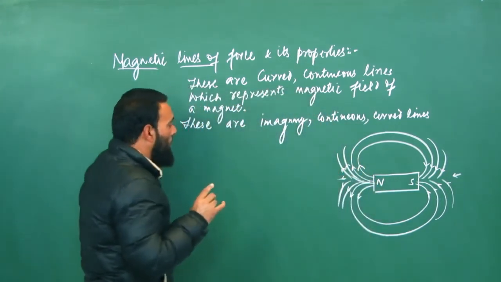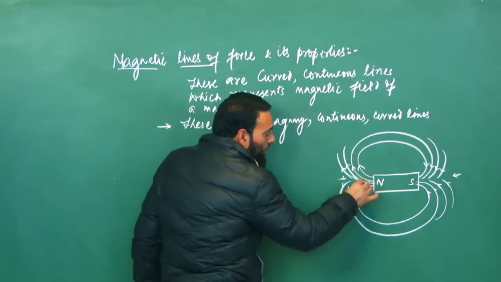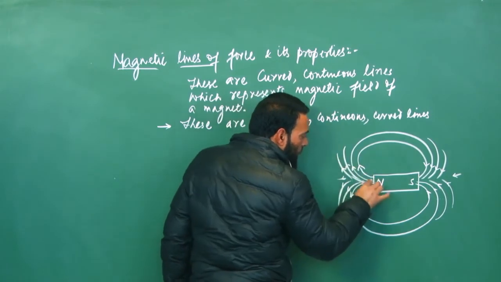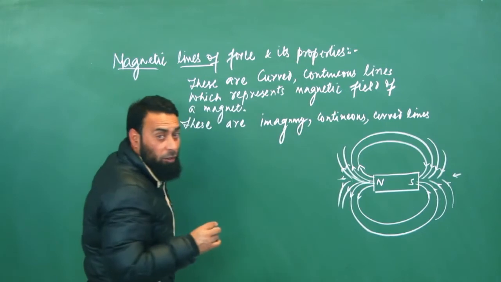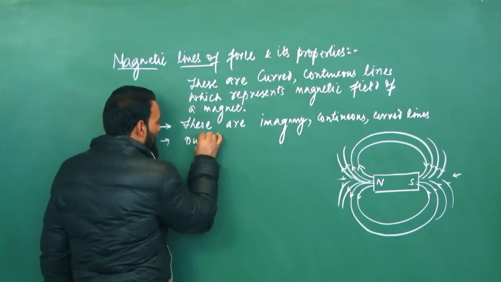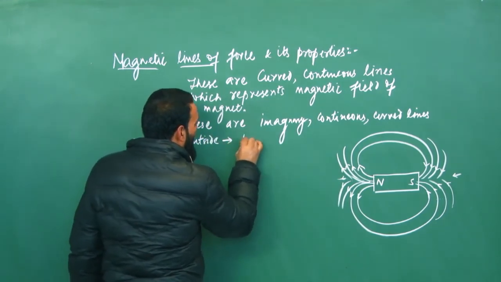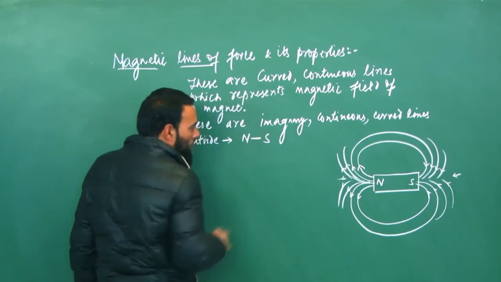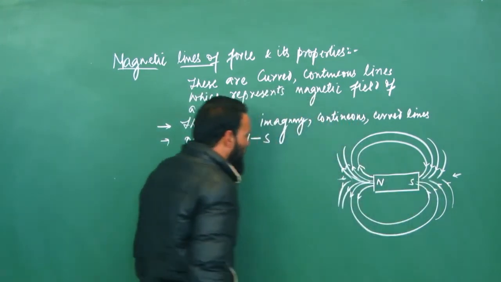And the second property, if we see the diagram clearly, so far as the direction is concerned, these curved lines arise from outside the magnet. They are directed from north to south outside the magnet. They arise from north and end at south.